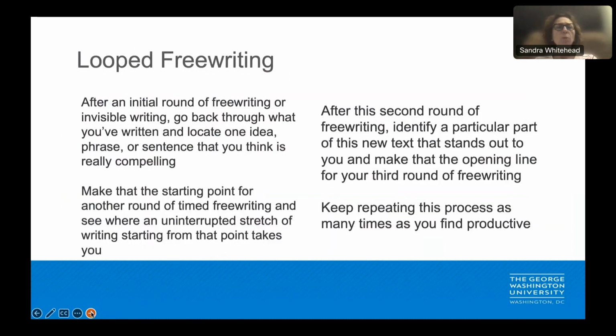Looped free writing is a form of free writing where you do an initial round, and then you go back and read what you've written, and then you pull out something that's really compelling. And then you use that as the starting point for your next free writing exercise. After the second round of this particular methodology, take that new text and pull that out for your third round. And keep repeating this as many times as you find it useful until you've really honed down your idea and you've got something that's succinct and legible and usable.